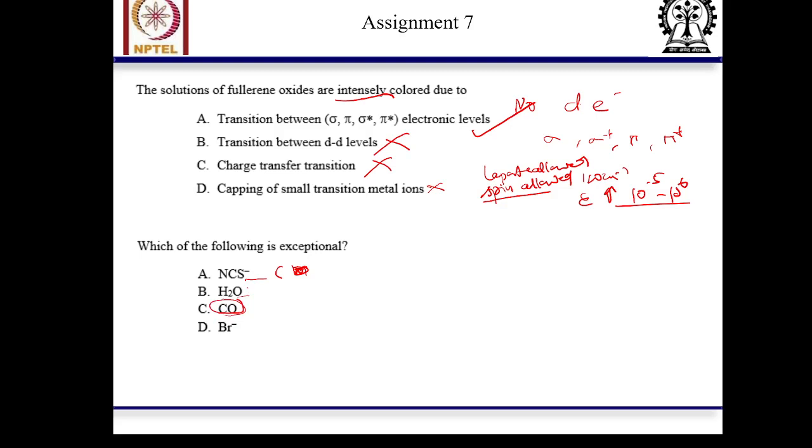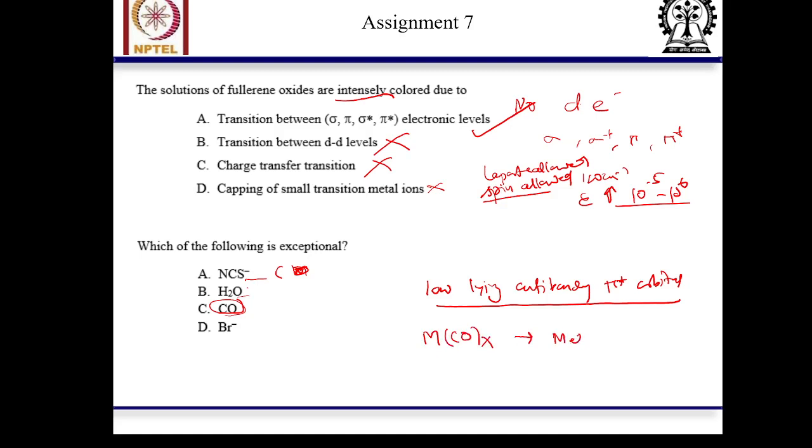The reason is, because CO has a low lying anti-bonding pi star orbital, which always forms metal carbonyl complexes where the metal is in a low oxidation state, and here metal to ligand charge transfer occurs. That is the exceptional behavior of CO.